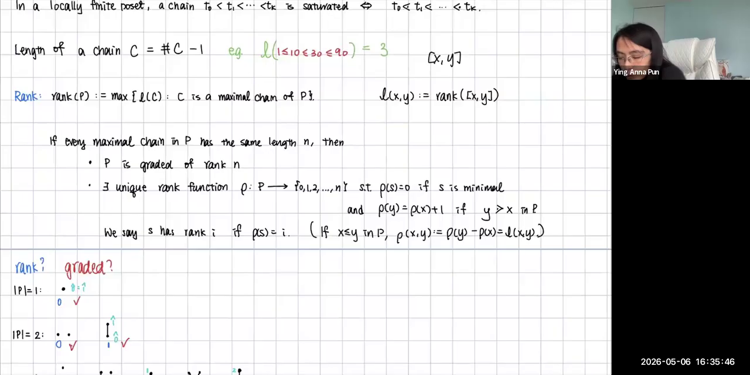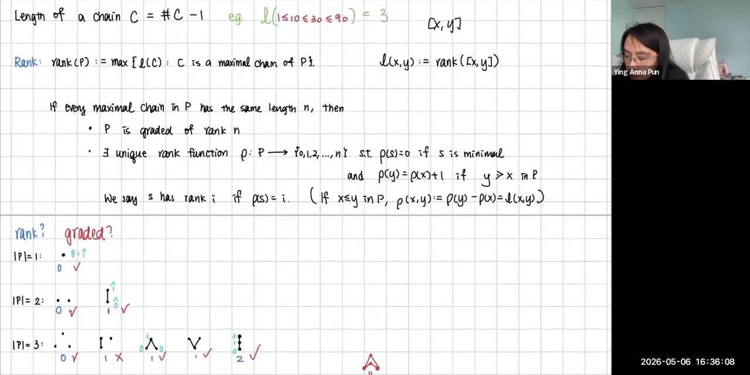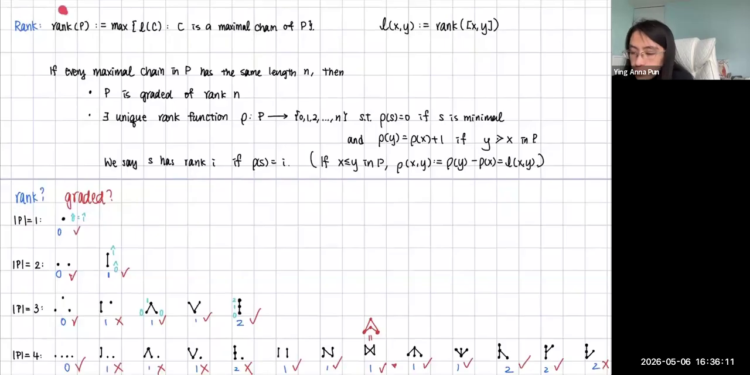And also we can define a unique rank function that tells you for each element whether it's rank 0, rank 1, rank 2, and so on. The way that you define it is that if you're minimal, then you have rank 0, and then afterward you just work your way up, and then you will know each rank. So this is the rank of a poset. And by abuse of notation, we also say a rank of an element. It's just basically your rank function value.